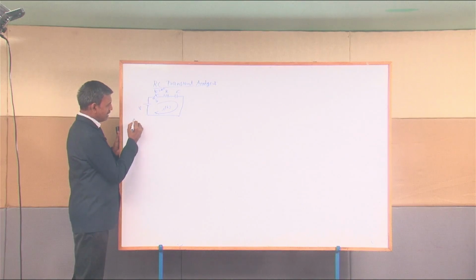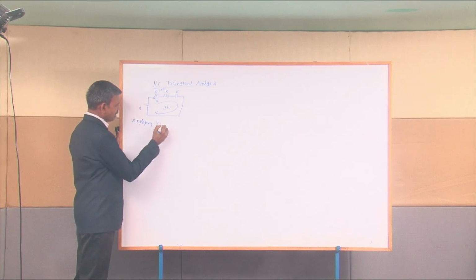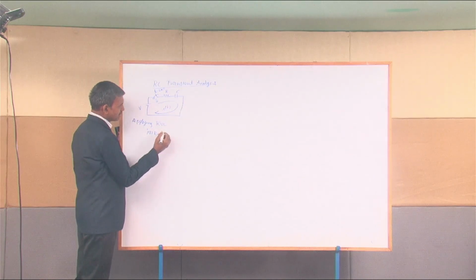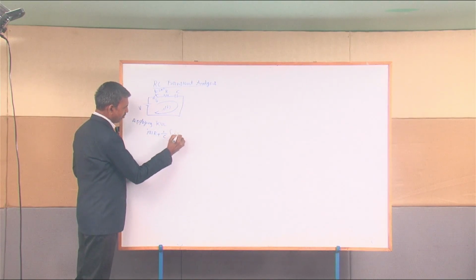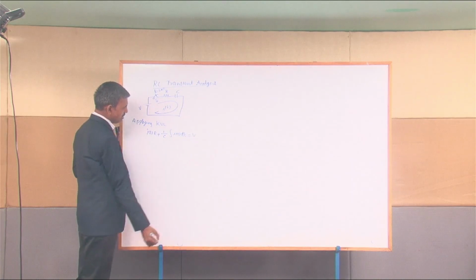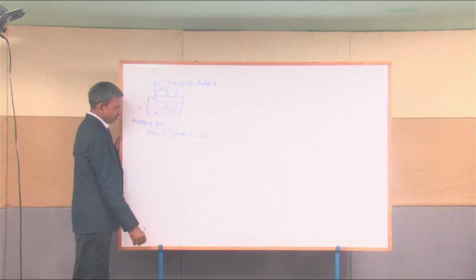Applying KVL for this circuit, R into I as per Ohm's law. So, I of t into R plus the voltage across the capacitor, 1 by C integral of I of t dt, is equal to the applied voltage V. We take this as equation number 1.